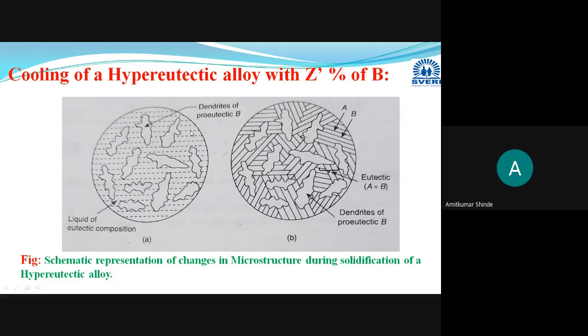Whichever amount of liquid is present in diagram A, this liquid will get transformed to a mixture of element A and B. This mixture is nothing but the eutectic mixture. Here both elements will be there, and whichever proeutectic B is there, it will remain as it is at room temperature also. So these are the microstructural changes which occur whenever you are cooling a hypereutectic alloy. This will be the microstructural changes for the hypereutectic alloy.